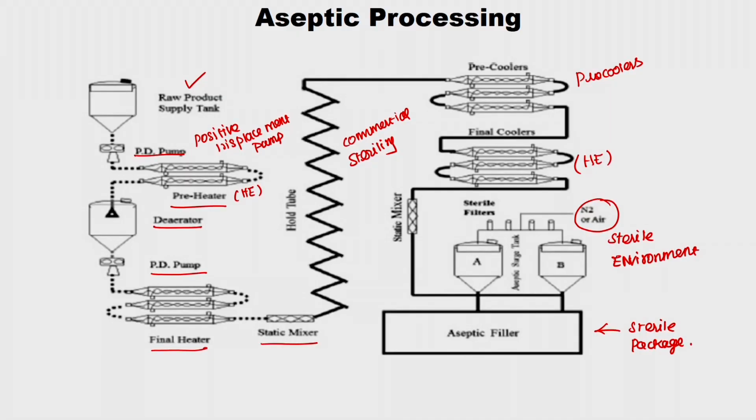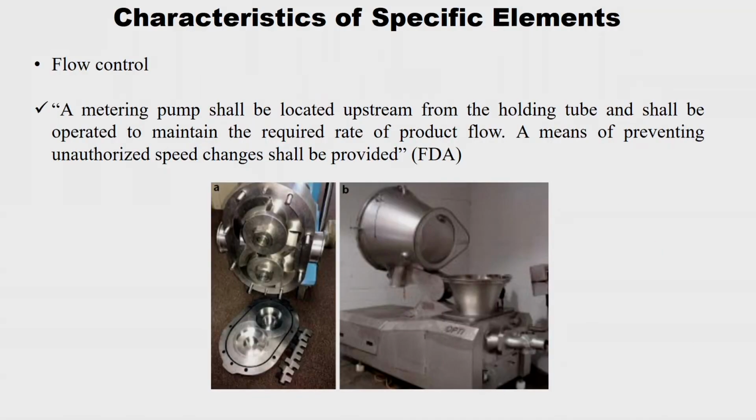For example, in the heat exchanger I have 3 types of heat exchanger. What are the advantages and disadvantages of each heat exchanger and which heat exchanger is best for what condition. So that we are going to see separately. So that is what the characteristics of specific elements are.